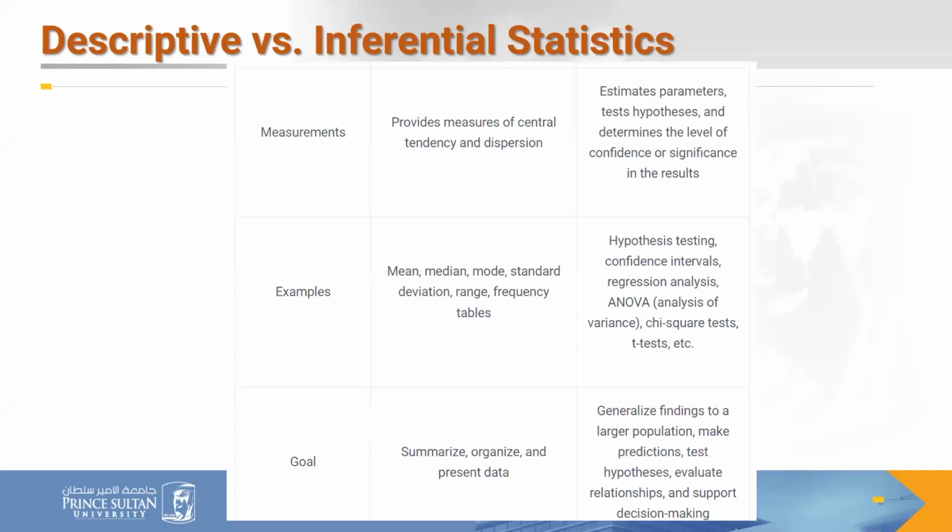In descriptive statistics, we use things like mean, median, mode, standard deviation, frequency, while in inferential statistics, we use tests most of the time, like ANOVA, chi-square, t-test. And of course, the general goal of descriptive statistics is to summarize, organize, and present data, while the general goal of inferential statistics is to generalize findings to a larger population.